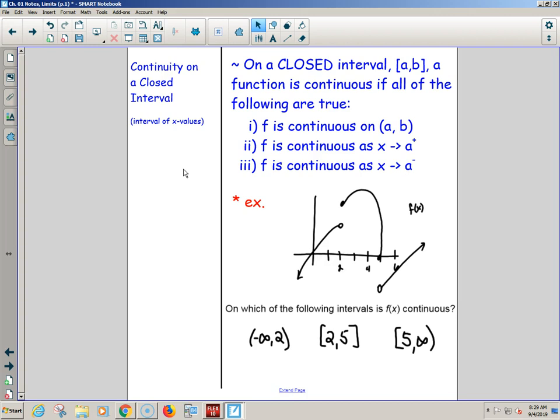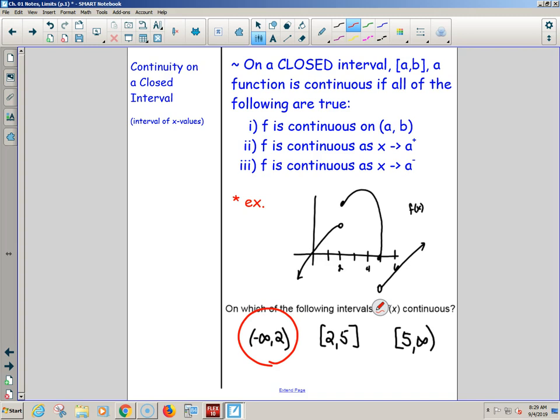Guys, negative infinity to 2. What would you naturally say now that you have the example written down? Continuous or not continuous? Default: continuous. Totally. Because is there any problem up until here? No. And does it even include here? No. So yeah, totally continuous, totally fine. You know what? We're just going to circle it and say yes.